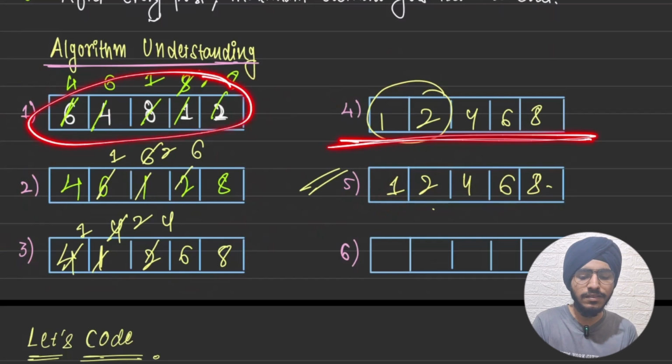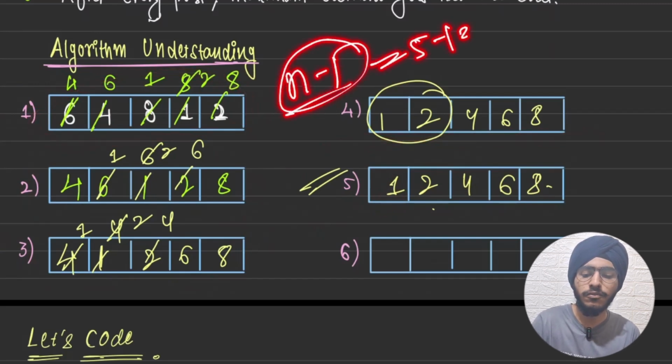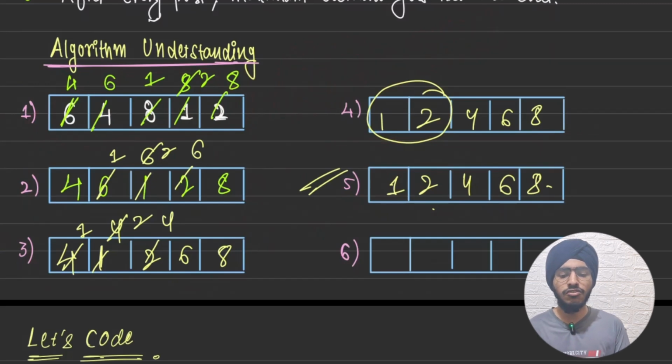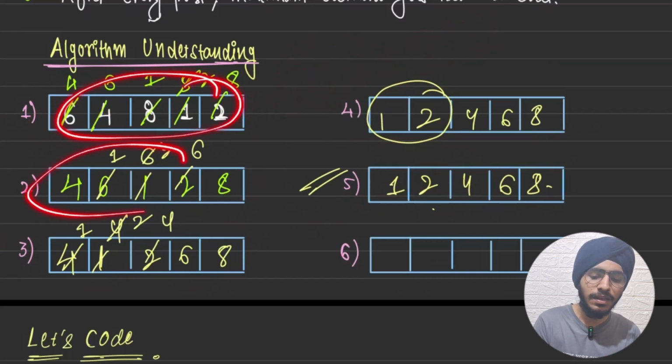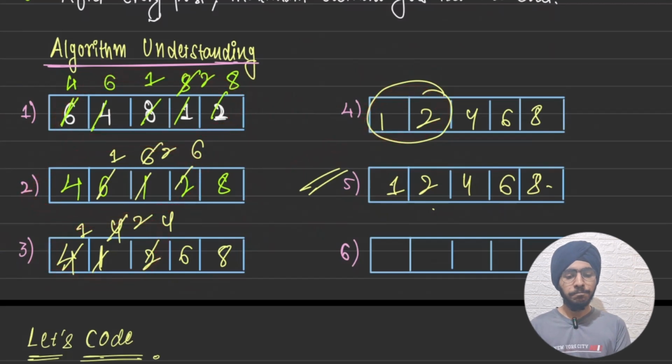If we have 5 elements, the number of iterations is n minus 1, that is 5 minus 1, that is 4. Now in every iteration, we are going for n elements, then n minus 1, then n minus 2, then n minus 3, and so on. So this is how the bubble sort algorithm works.